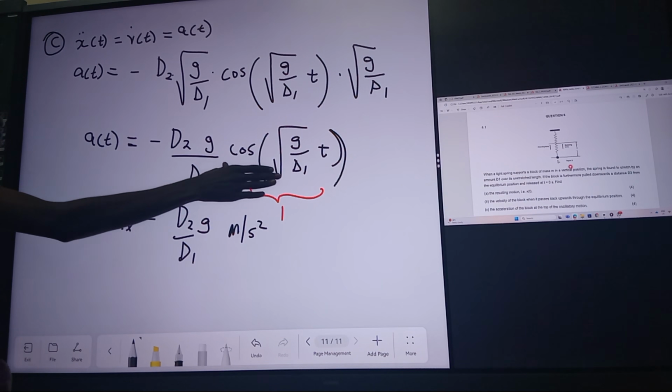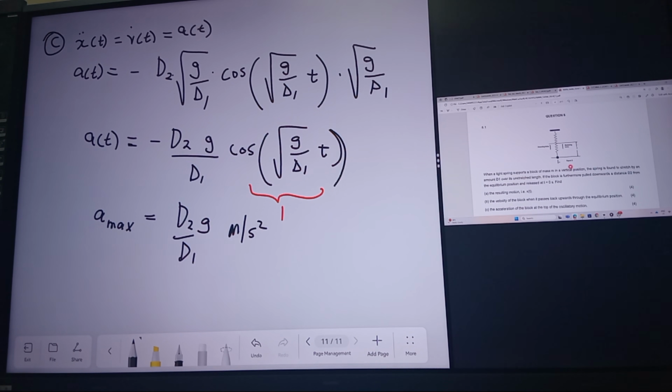To remember this, just remember that at equilibrium, velocity is maximum, acceleration is 0. At the top and the bottom of the oscillation, we know that velocity is 0, acceleration is maximum. So that's simple harmonic motion.